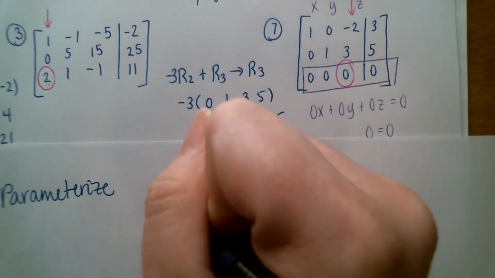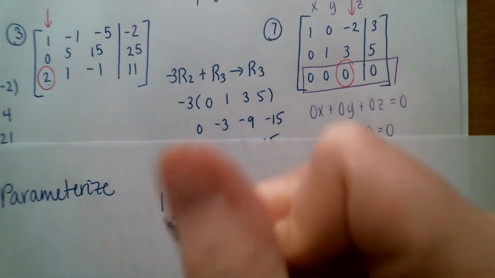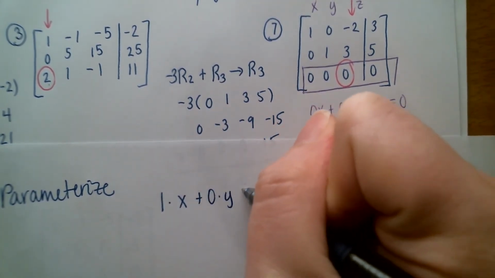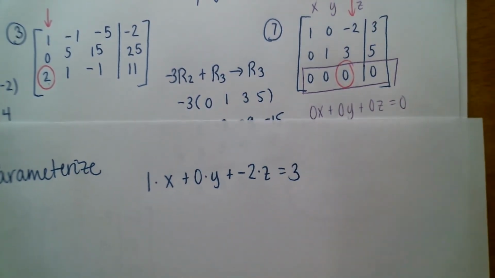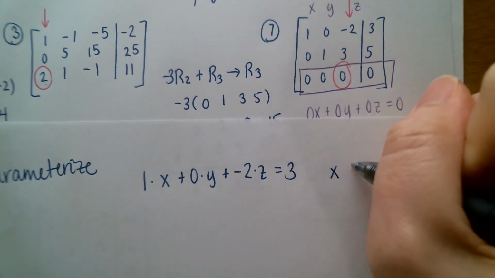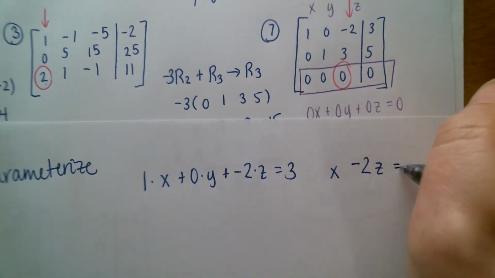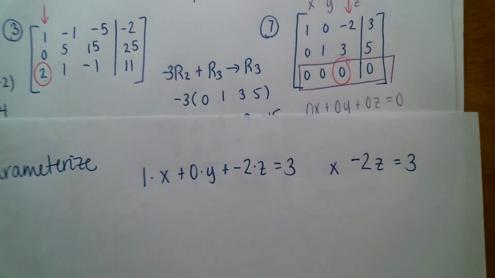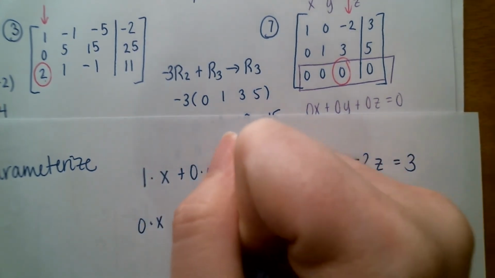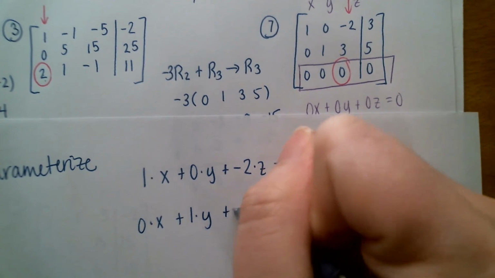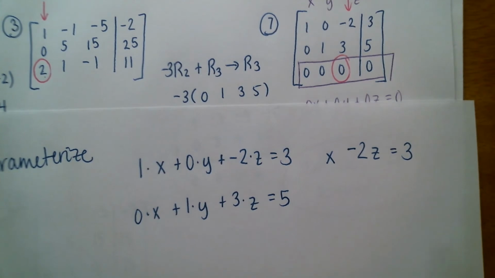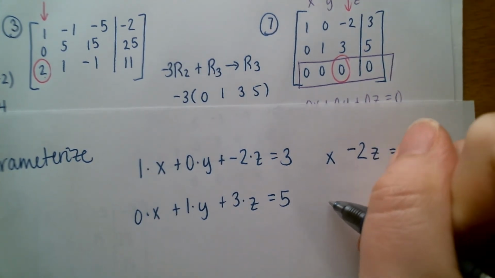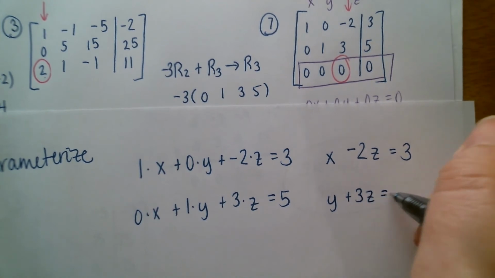So the first one's telling me 1 times x plus 0 times y plus -2 times z is equal to 3. If I simplify that, that's going to be x minus 2z is equal to 3. Do it to the second row of the matrix as well. We would get 0 times x plus 1 times y plus 3 times z is equal to 5. Simplify that, you're going to get y plus 3z equals 5.